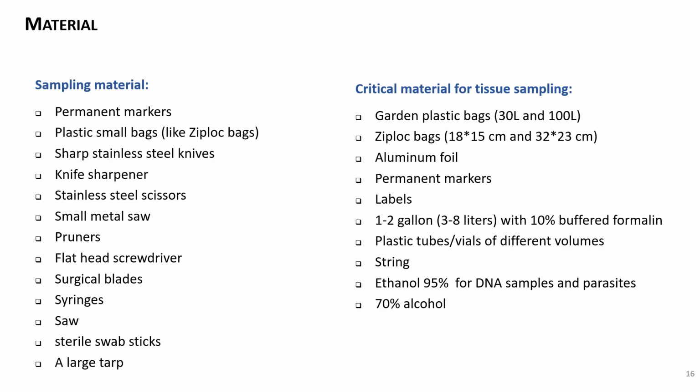For sampling material, we need permanent markers, small plastic bags, sharp stainless steel knives, knife sharpener, stainless steel scissors, small metal saw, pruners, flathead screwdriver, surgical blades, syringe, saw, sterile swab sticks, a large tarp. And critical material for tissue sampling includes garden plastic bags, Ziploc bags, aluminum foil, permanent markers, labels, buffered formalin, 1 or 2 gallons, that must be buffered 10%, plastic tubes, vials of different volumes, string, ethanol at 95% for DNA samples and parasites, and 70% alcohol.